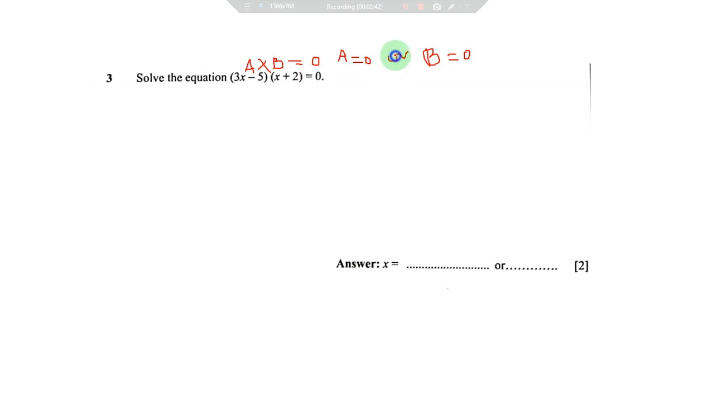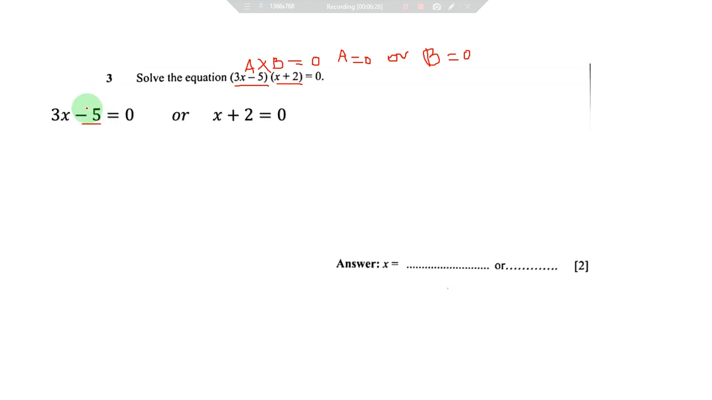In this case, the first bracket represents A and the second bracket represents B. So the same way we have broken them down on this side, it's the same way we're going to do it here. We'll say 3x minus 5 equals 0. That is A. The second answer will come from the second bracket, which is x plus 2 equals 0. From here we can solve them. Those are equations in one variable, so we can put the like terms together.